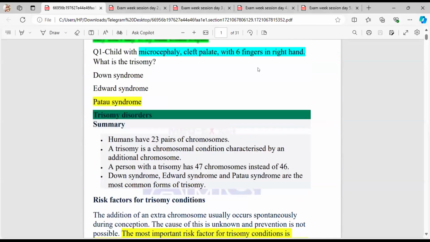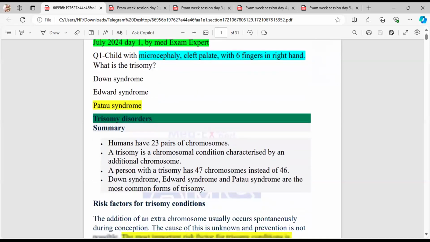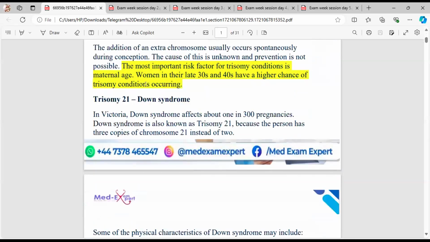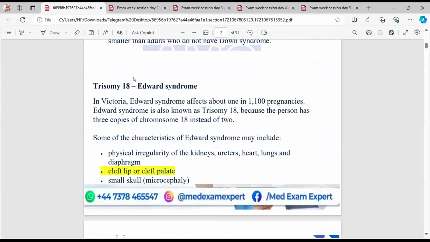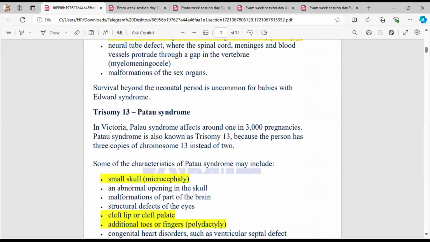So I will show you the question again. This is the child with microcephaly, cleft palate with 6 fingers in the right hand. What is the trisomy? Maybe in the exam, they will not give you the name of the syndrome. Maybe they will give you the number of the trisomy. I already showed you here that Down syndrome is trisomy 21. If your answer is Down syndrome, mark trisomy 21. If your answer is Edwards syndrome, mark trisomy 18. And if your answer is Patau syndrome, then mark trisomy 13.